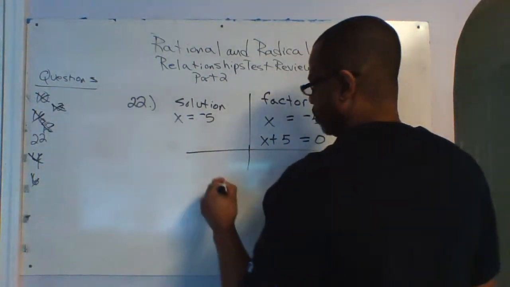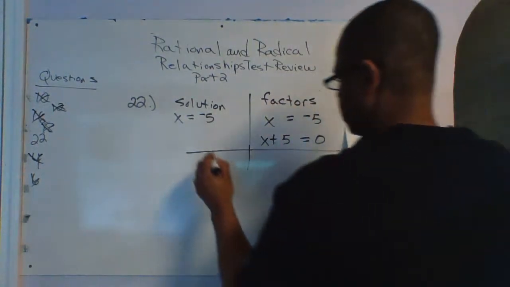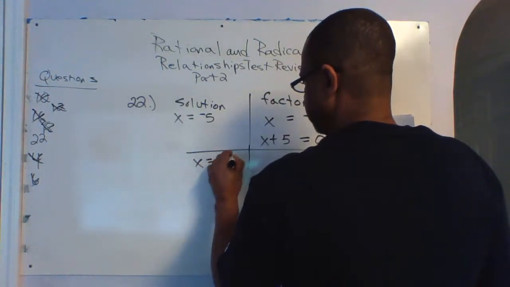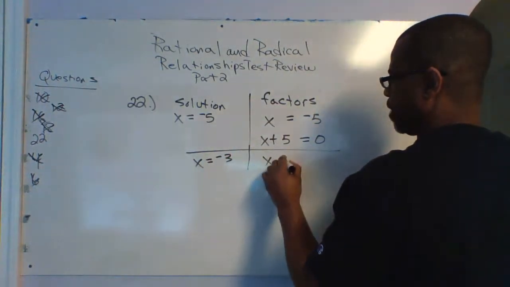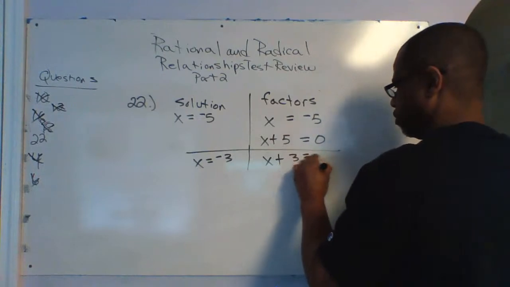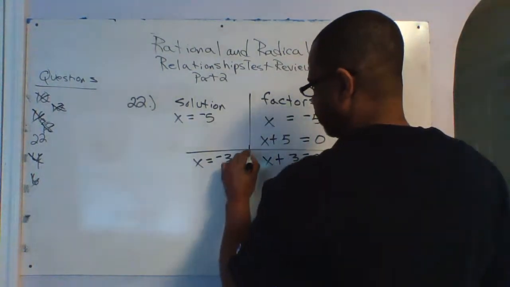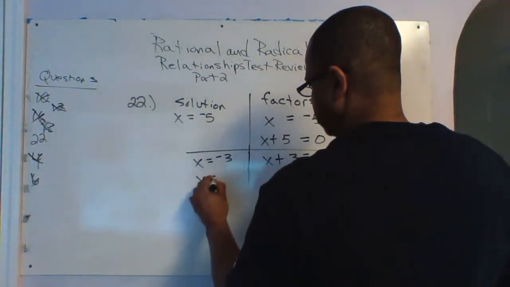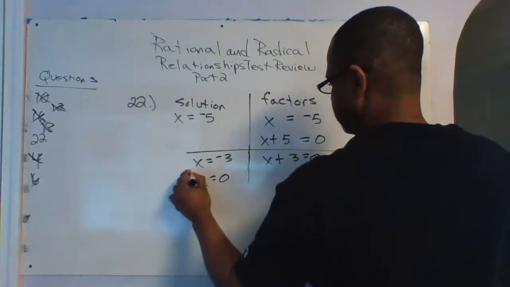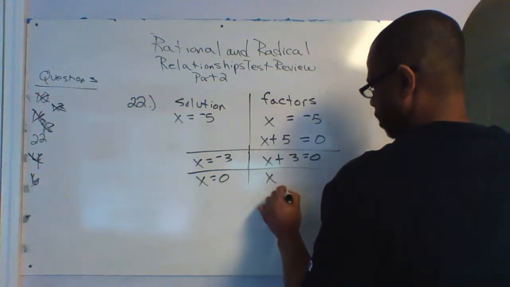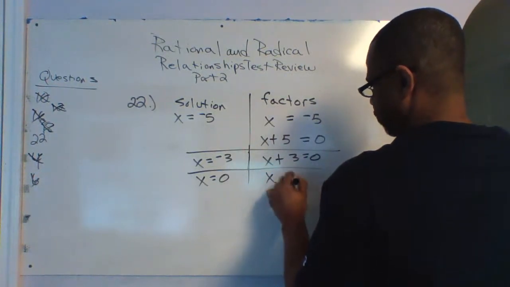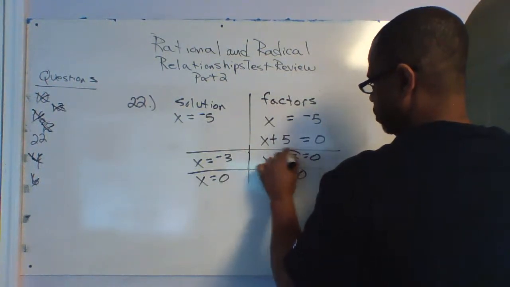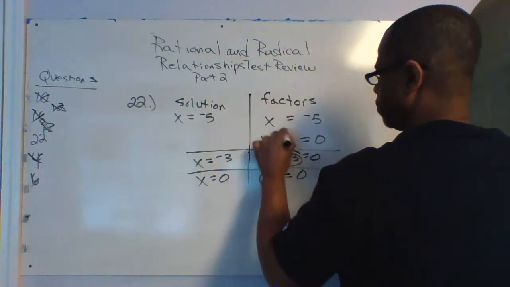So they told my solution was what? X equals -3. So therefore, my factor is x plus 3 equals 0. And then what else did I give you? They told you x was equal to 0. So that's just simply x is equal to 0. So these are your factors.